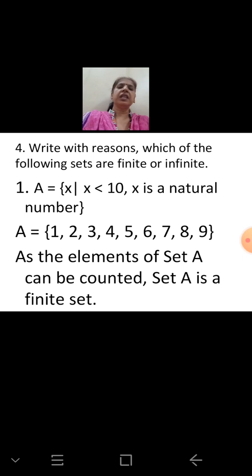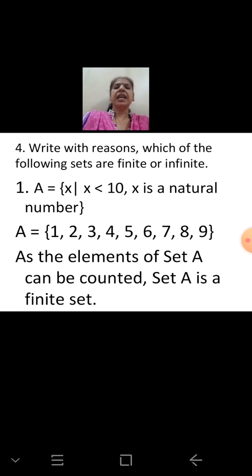Next question is, write with reasons which of the following sets are finite or infinite. So what are finite sets? Finite sets are sets whose elements are limited and can be counted. Infinite is the opposite of that: the elements are unlimited and cannot be counted.